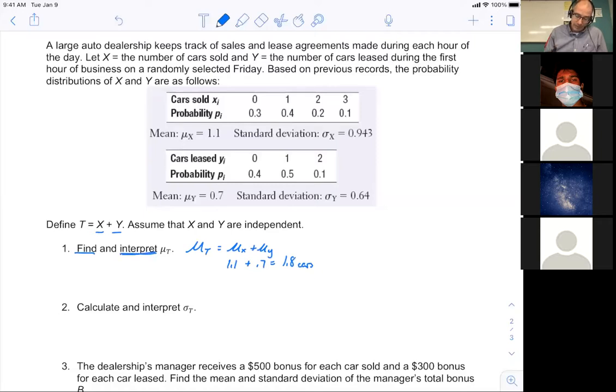So we're going to give this a different flavor. Over many Fridays, the dealer expects to sell or lease 1.8 cars in the first hour on average.